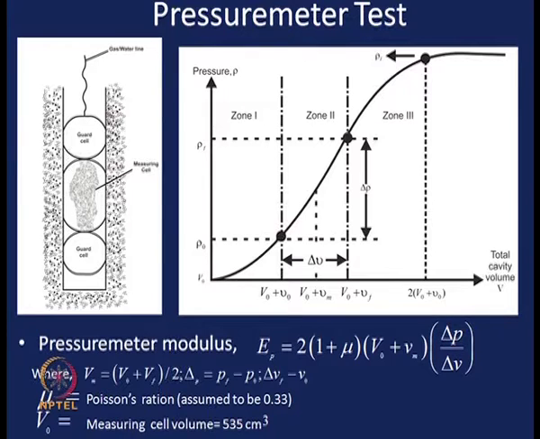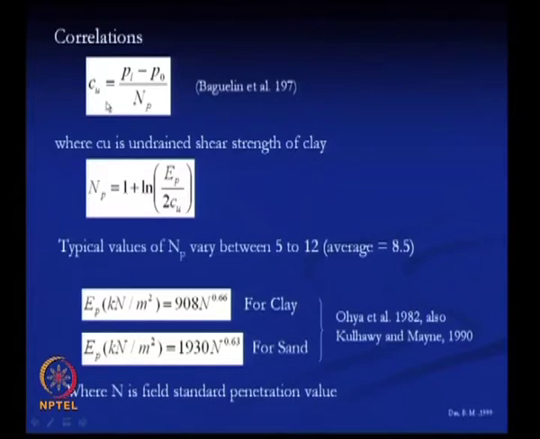Now, mu is the Poisson ratio. It is assumed to be 0.33. So, this is the Poisson ratio, assumed to be 0.33. Now, once we calculate this E p, by using these correlations we can determine the soil properties also.